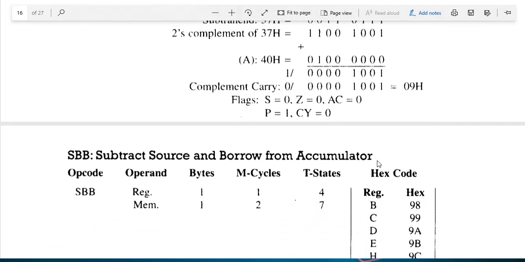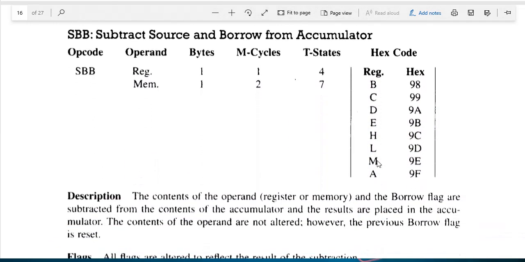Okay, now subtract source, SBB. Now, if you want to subtract more than 8-bit data, for example, if you want to subtract two 16-bit data, then here we will use subtraction with borrow. SBB register means, for example, SBB B means A minus B minus borrow flag, and the result goes to the accumulator.